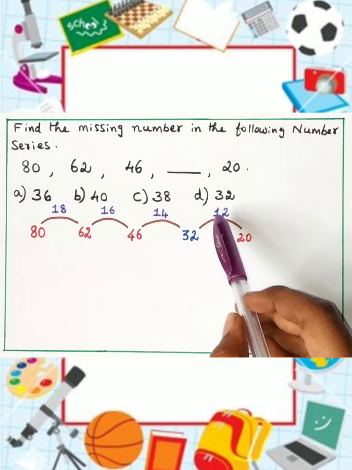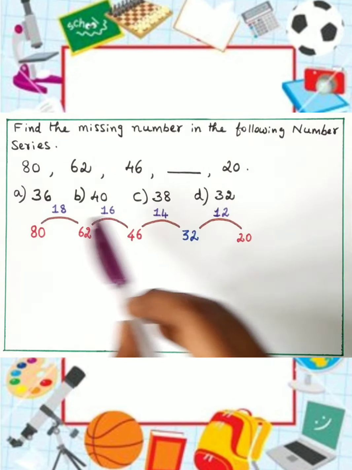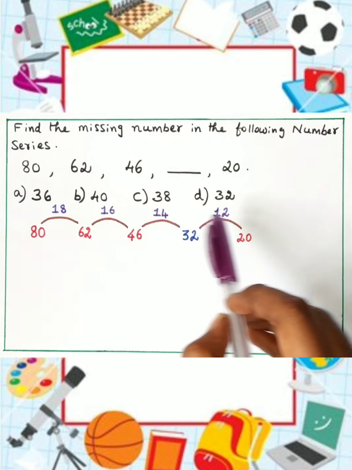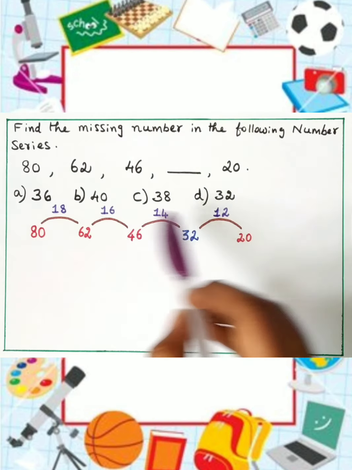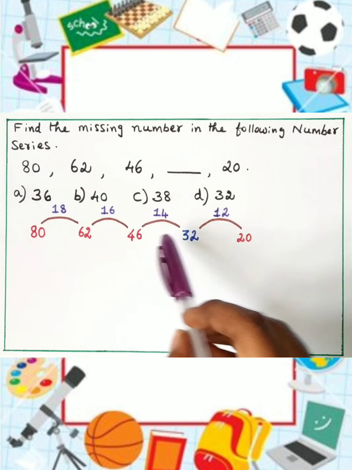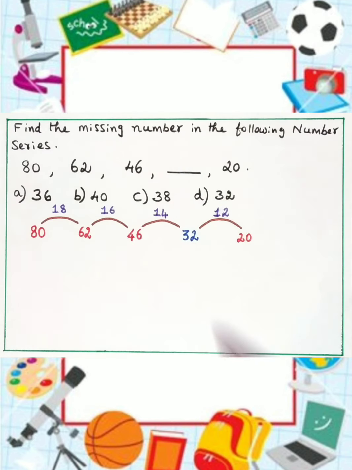So 32 minus 12 is 20 and the next number in the number series is also 20. So this is the logic. So 18, 16, 14, 12, the difference is decreasing by the number 2. This is the logic. So the answer for this question is 32 because 46 minus 14 is 32. So the answer is option D, 32.